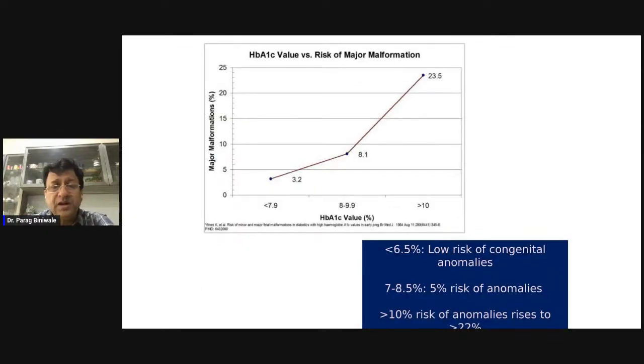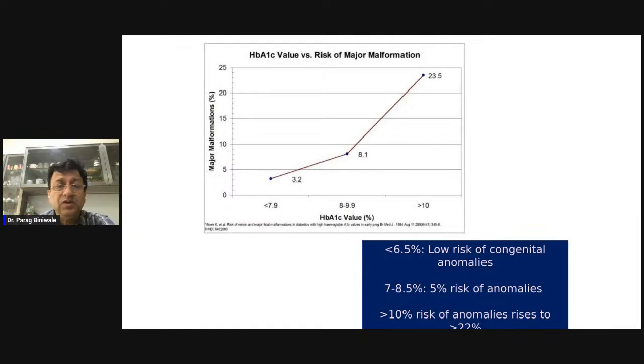But what is very important is about the values. When the value is less than 6.5, it means that the patient is not diabetic, or if she has glucose intolerance, there is a very low risk of congenital anomalies. If the HbA1c is between 7 to 8.5, then the risk of congenital anomalies is 5%, and when the value is more than 10, the risk could be as high as 22%.